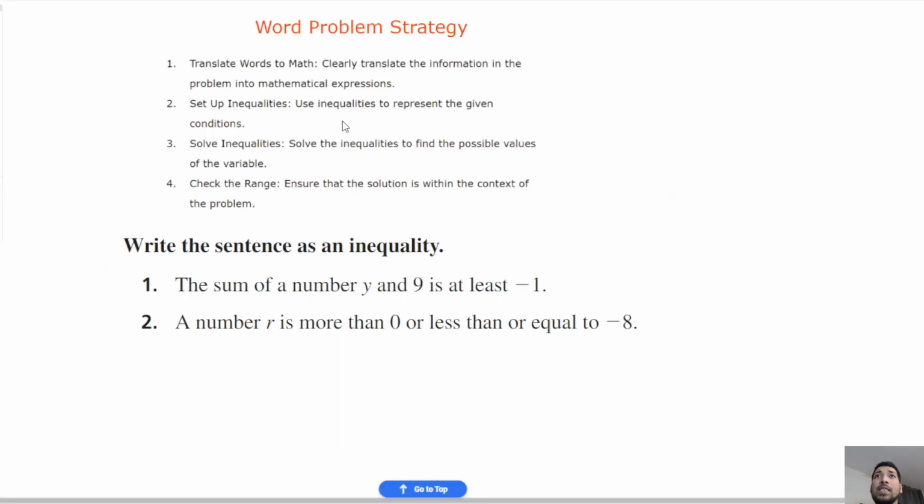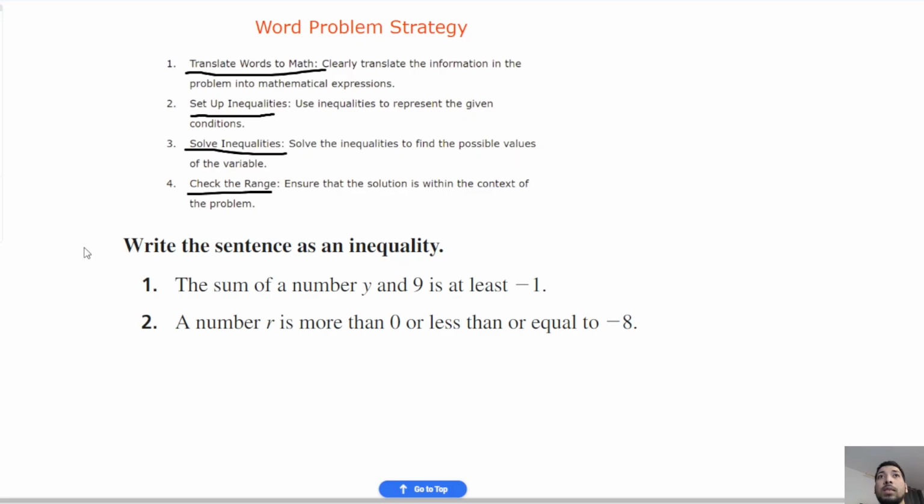So here we have these strategies for solving inequality word problems. First, we need to translate the words into math. Second, we set up inequalities to represent the given conditions. Third, we solve the inequalities to find the possible values of the variable. And last, we check the range to make sure that the solution is within the context of the problem.